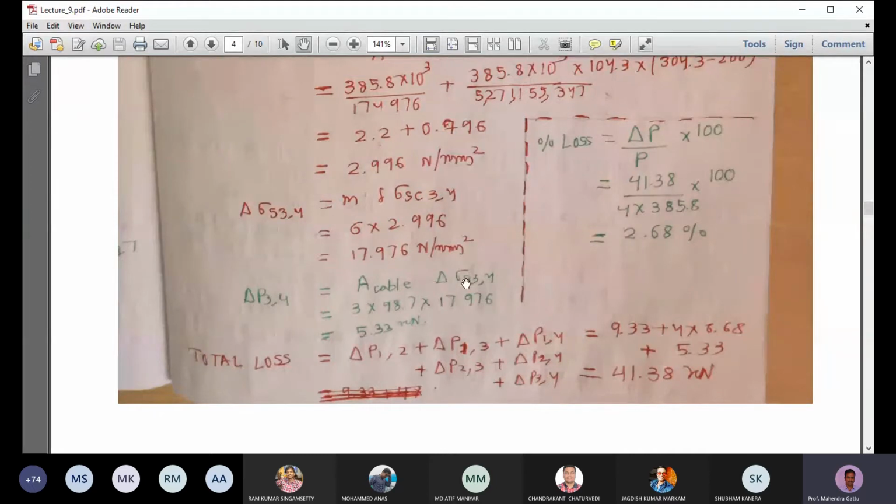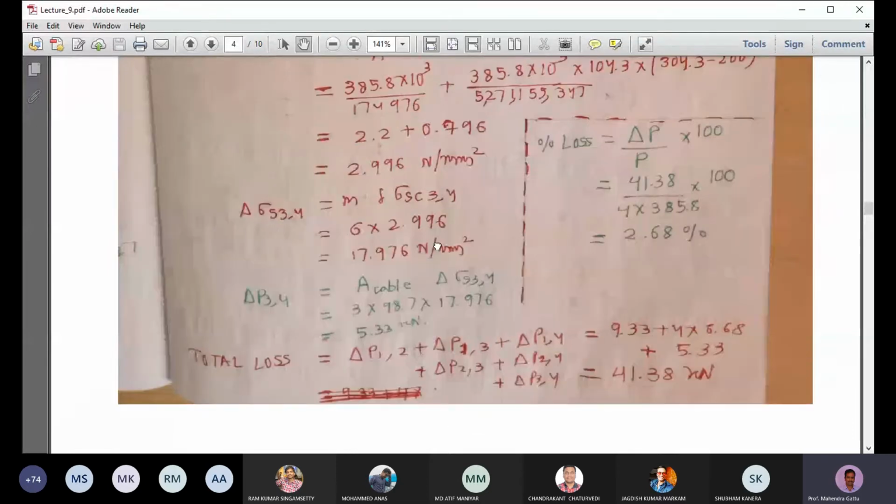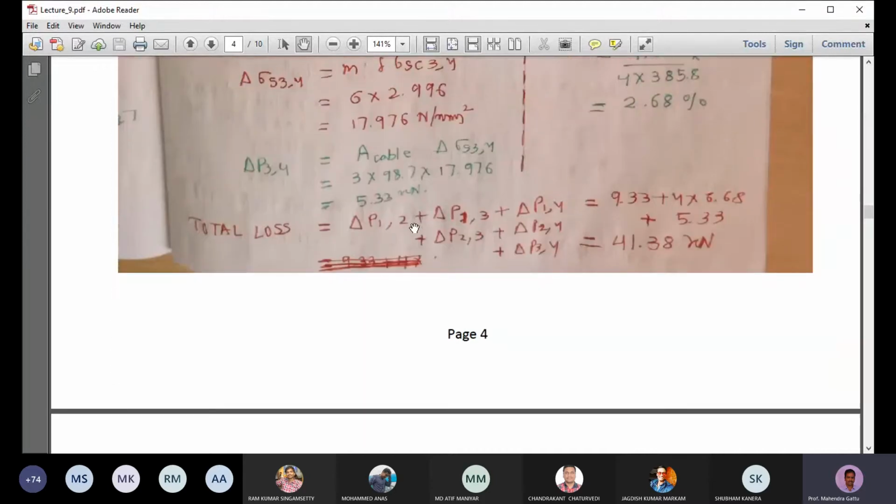So the area of the cable times delta sigma: we are getting 3 into 98.7 into 17.976, which comes to around 5.33. Okay, so we have worked out the successive post tensioning of cables 1, 2, 3, 4 scenario by scenario. So we can find the total loss. If we sum up all the individual losses, we'll get the total loss in pre-stress force.